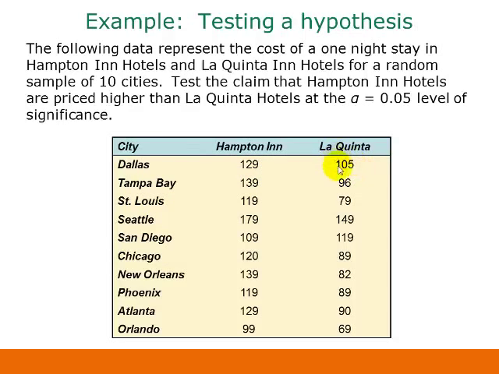So, for example, here, the selection of the La Quinta Inn in Dallas depended on the fact that we had already selected a Hampton Inn in Dallas. So the city was selected for the Hampton Inn, and then we had to select a La Quinta in the same city. So these values are matched in some way to these over here.